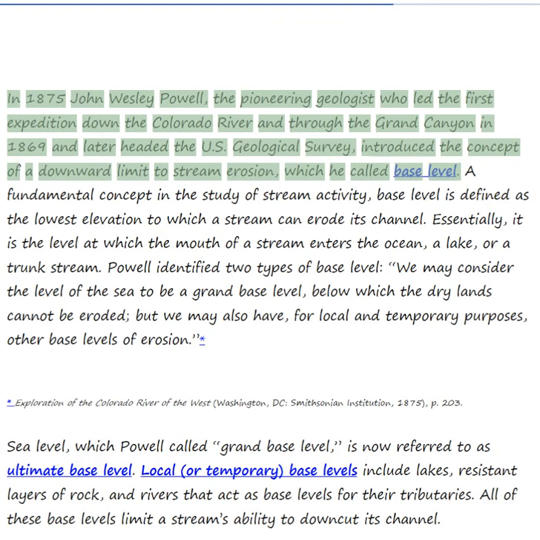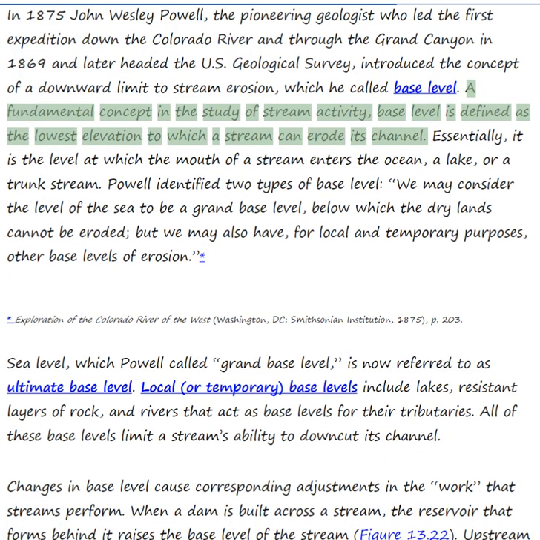In 1875, John Wesley Powell, the pioneering geologist who led the first expedition down the Colorado River and through the Grand Canyon in 1869, and later headed the U.S. Geological Survey, introduced the concept of a downward limit to stream erosion, which he called base level. A fundamental concept in the study of stream activity, base level is defined as the lowest elevation to which a stream can erode its channel.